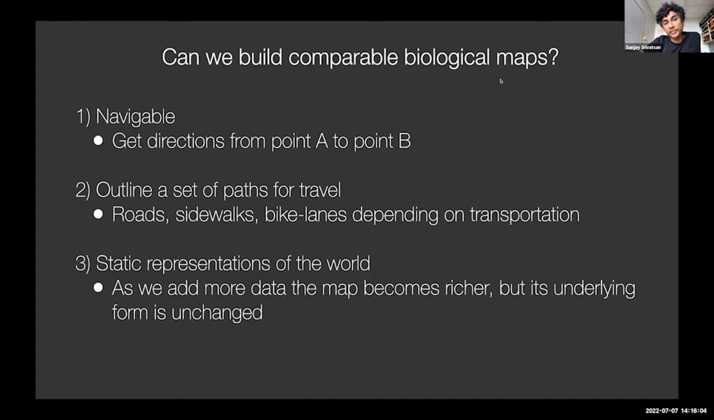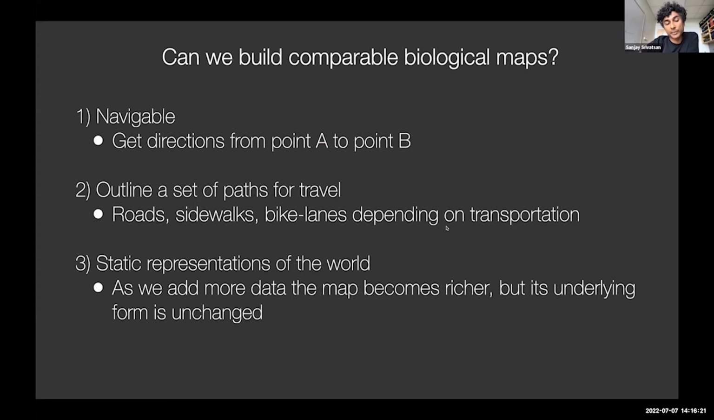So one of the key questions that I've been thinking of, and many others in the field, is can we build comparable biological maps? One, they need to be navigable. We need to get directions from point A to point B. They need to be able to outline a set of paths for travel.